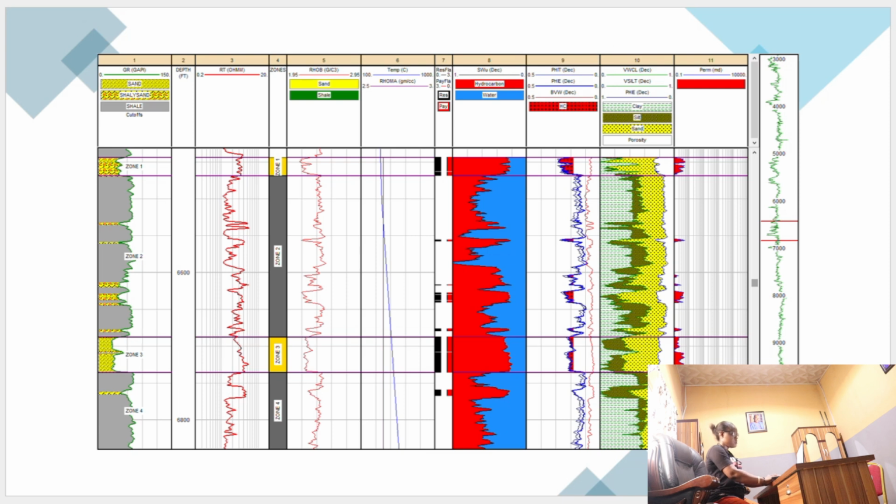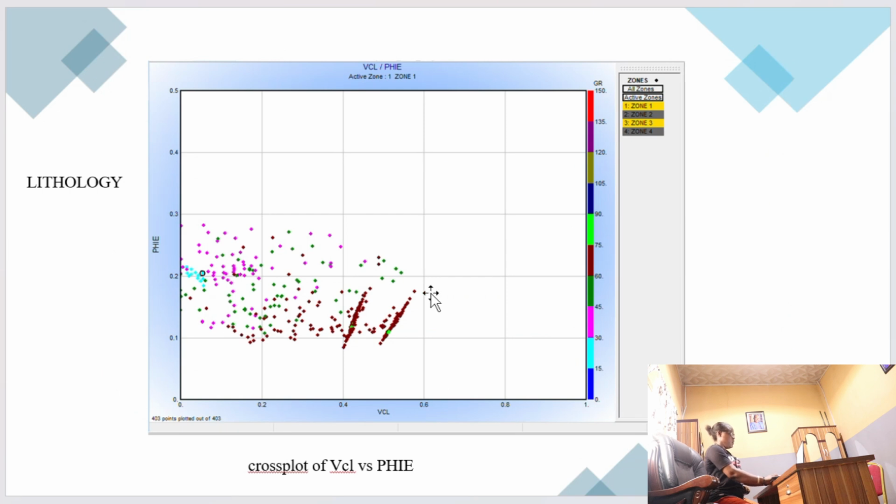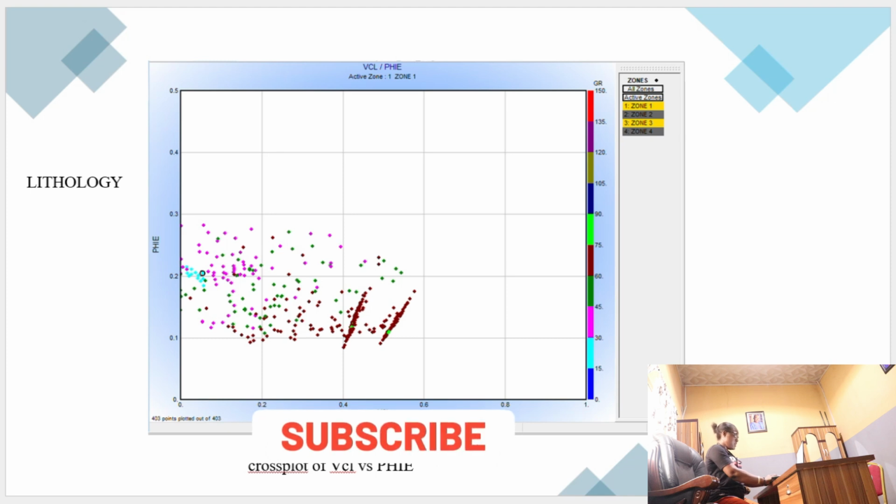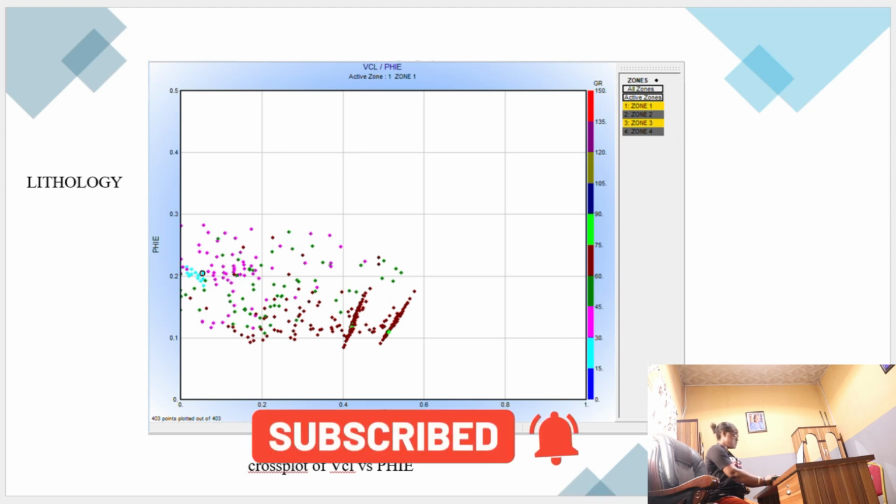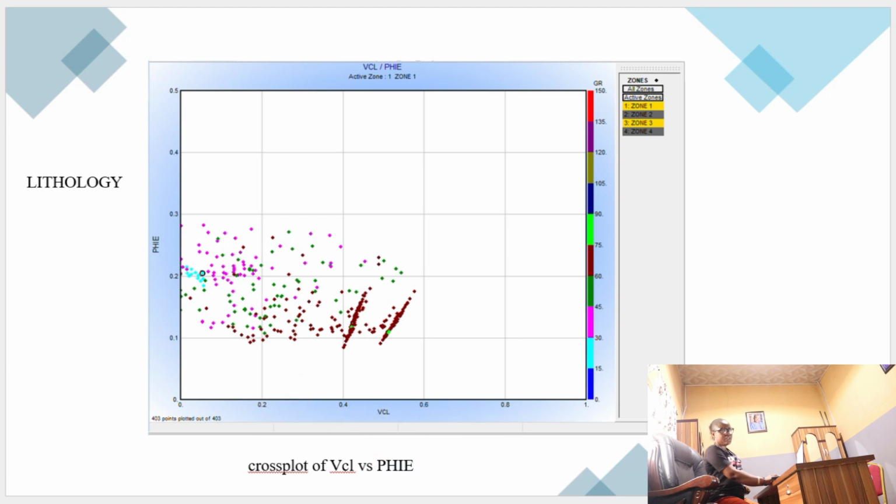Let me use cross plot to characterize the reservoir. Now this is a cross plot of that reservoir. This is a cross plot of volume of shale versus effective porosity. Now this is a lithology indicator. Now how do you use this cross plot to indicate your lithology? Remember, this is for academic purpose, and I will be as layman as possible.